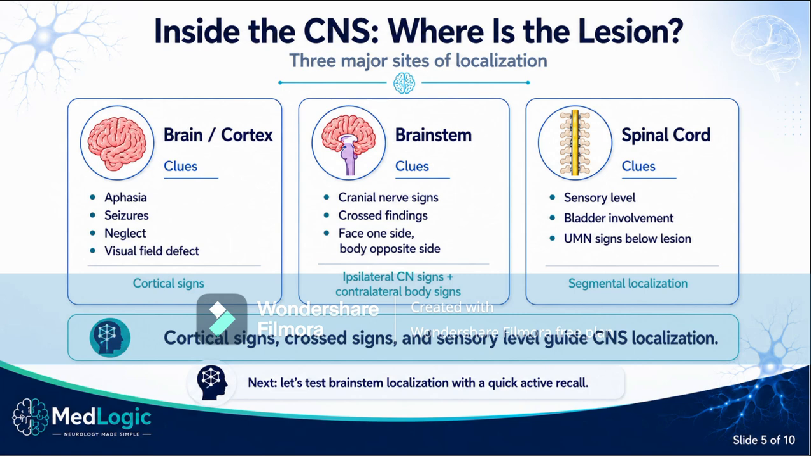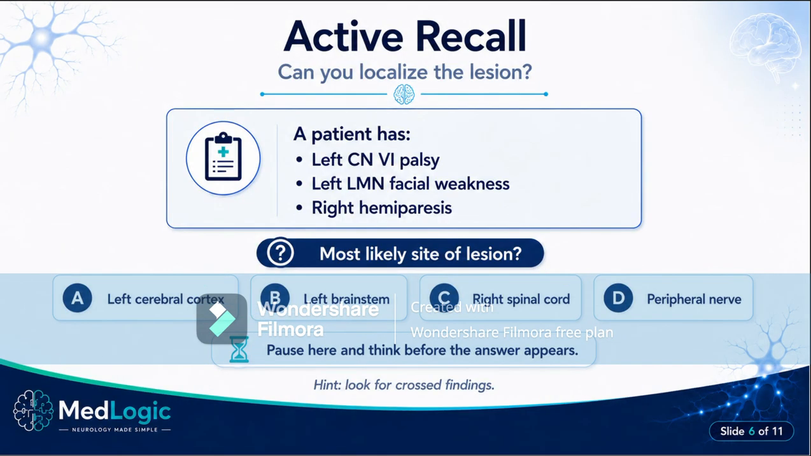Now let's test brainstem localization with an exam-style case. A patient has left 6th cranial nerve palsy, left lower motor neuron facial weakness, and right hemiparesis. Before seeing the answer, try to localize the lesion. Is it the left cerebral cortex, left brainstem, right spinal cord, or peripheral nerve? The hint is, look for crossed findings. The most likely site is the left brainstem.